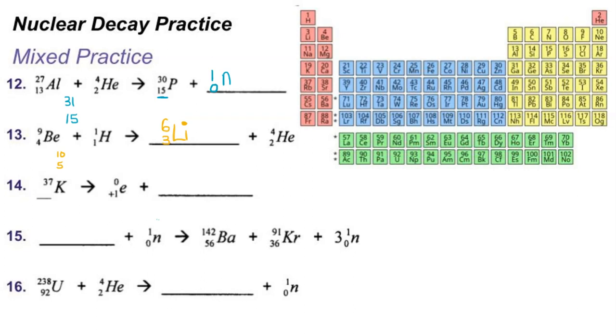Looking at number 14, we need to start by filling in the atomic number for potassium here, because we don't know how many protons it has. So we can do that based on our periodic table. Potassium is right here, and it has 19 protons. That's its atomic number. So we'll start filling in 19. And that is the only reactant.